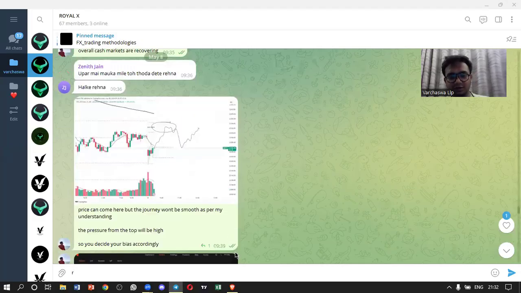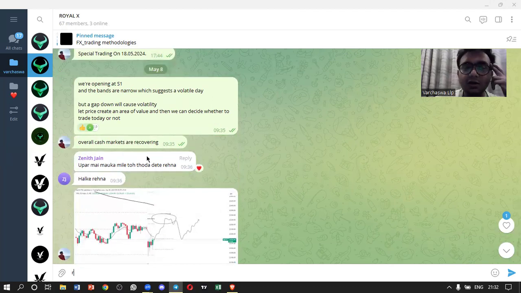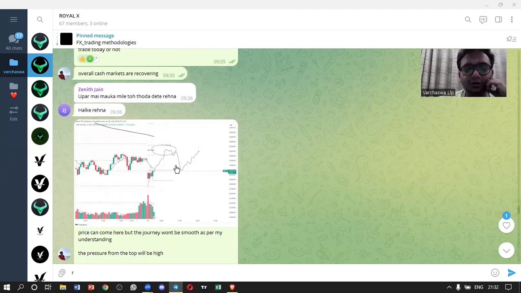This is my first update, I think, at 9:39 a.m. Sorry, it was at 9:35 a.m., saying that we're opening at the support one, and the bands are narrow, which suggests a volatile day, a trendy day. But a gap down will cause volatility. Let price create an area of value, and then we can decide whether to trade or not.